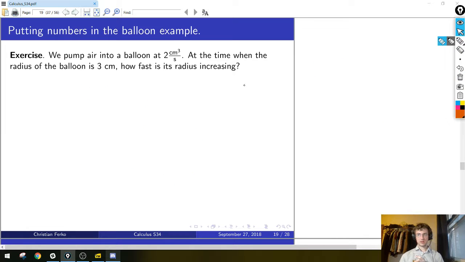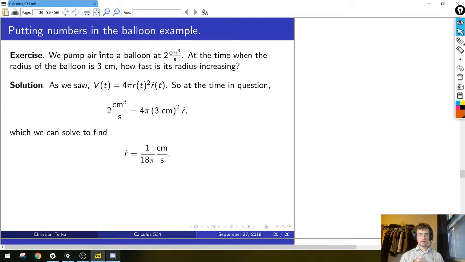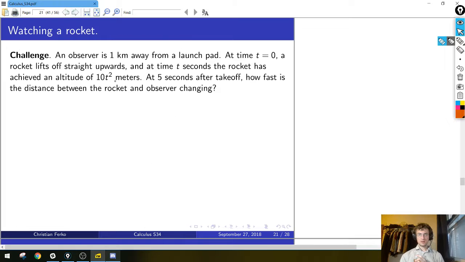Okay, let's do a somewhat more painful example. Well, first let's make sure we got the right answer. Yes, V dot is 4 pi r squared r dot. 2 centimeters cubed per second is 4 pi times (3 centimeters) squared times r dot. And as we saw, we can solve and get this thing, in centimeters per second. Okay, so that sounds good.